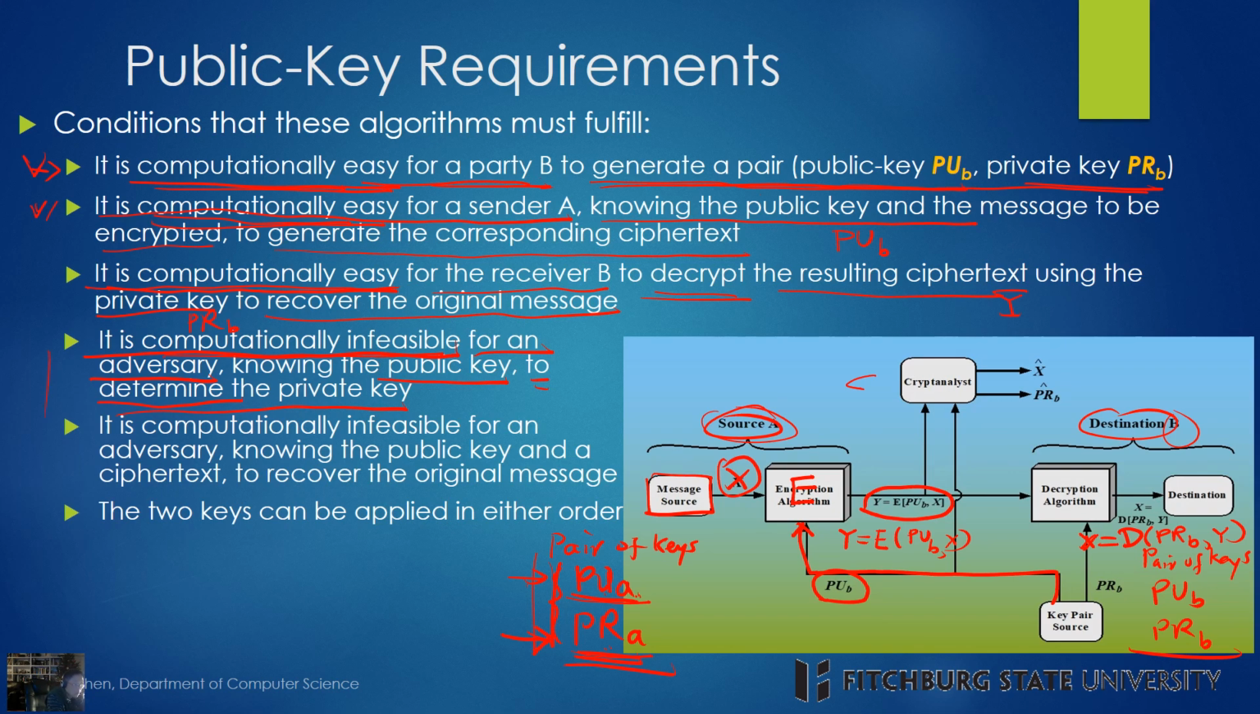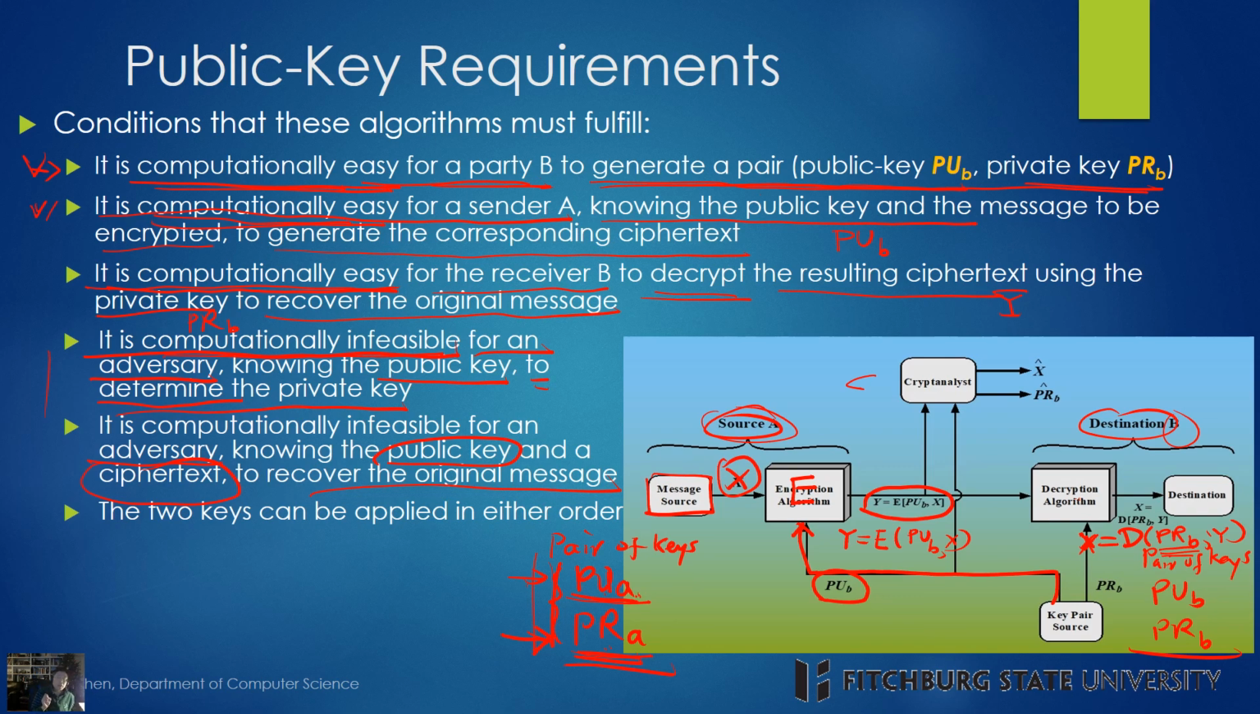Also, it should be computationally infeasible for an adversary knowing the public key and the ciphertext to recover the original message. Remember, the reason the receiver can easily restore the message from the ciphertext is that the receiving side has its private key, PRB. So using PRB and the decryption algorithm, it should be easy to decrypt the message and restore X. Now, if they don't know the private key, it should be not impossible, but computationally infeasible to do so.